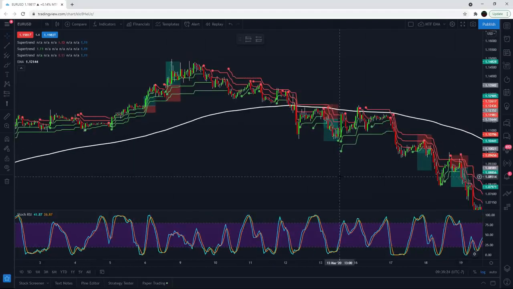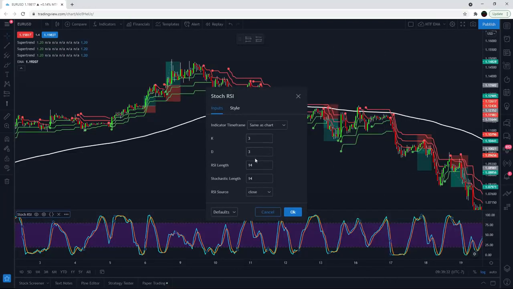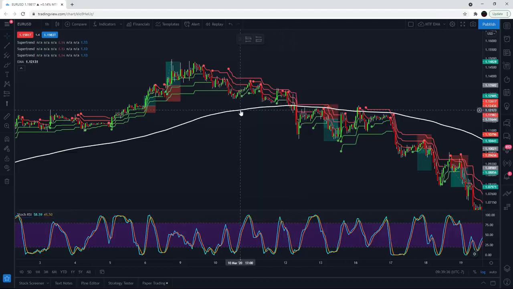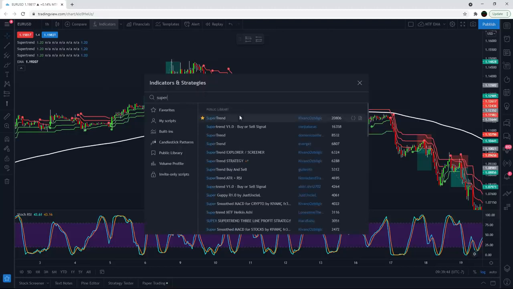Let's go over the indicator settings really fast before I get into the strategy and examples. For the stochastic RSI down here, the settings are default: 3, 14, 14, close. And then for the 200 EMA, you know how to do that. And the super trend indicators, I'll show you which one I am using. You can see here, it's the most popular super trend indicator here on TradingView.